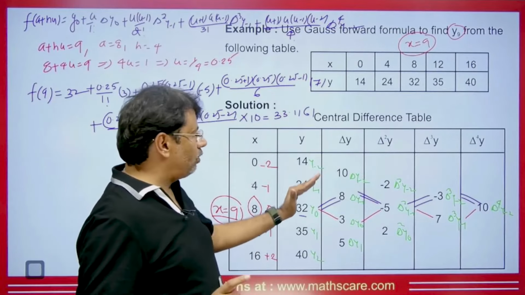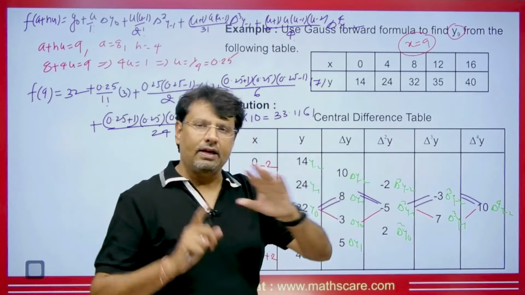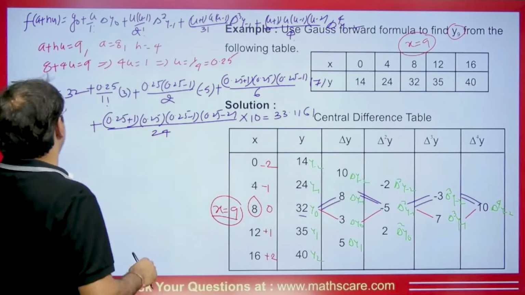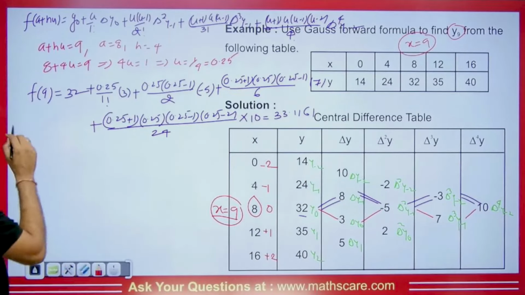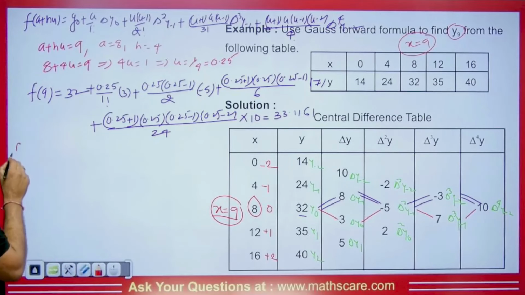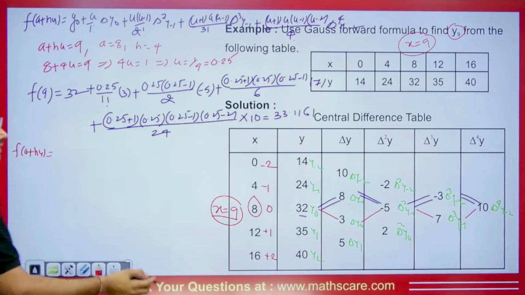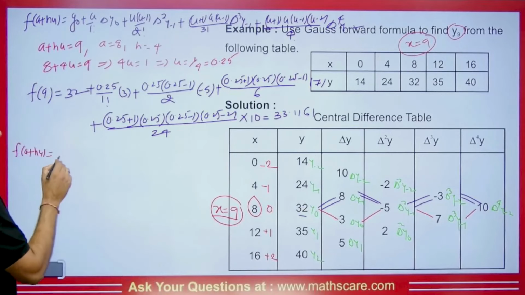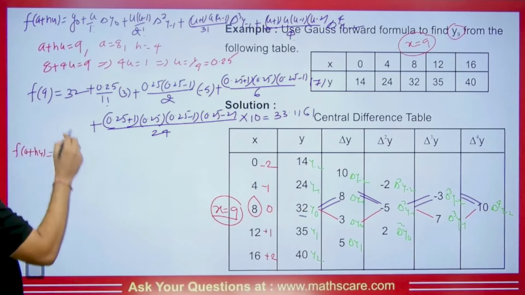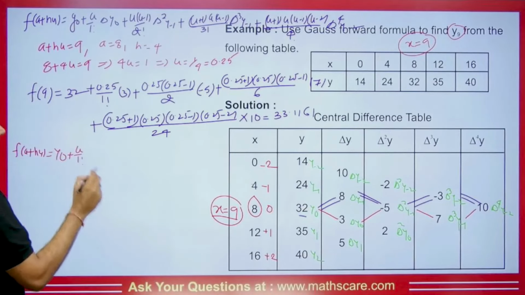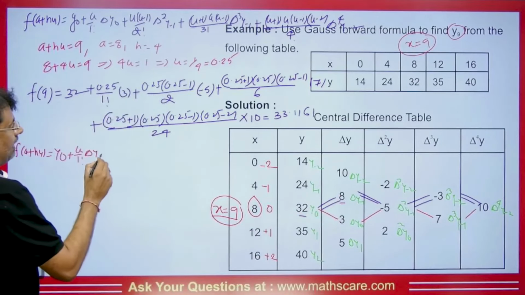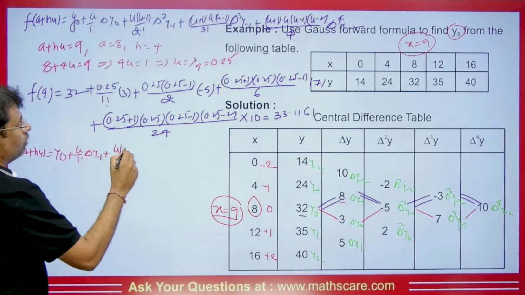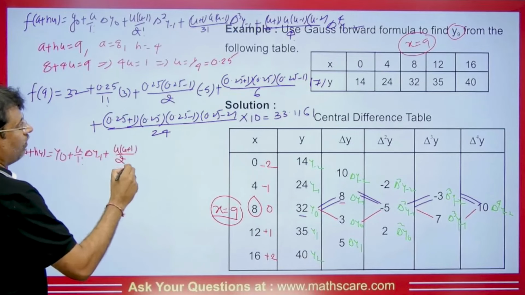When you are asked the Gauss backward method, then you have to use the double line like this here. Can you see it? So first I will tell you the formula used here. Pay attention here. The formula starts like this. f(a plus hu) is equal to, what will come here? y0, right? Plus u upon 1 factorial, then we will get del y minus 1. Okay? Did you get the term till here? Then we will get u into u plus 1 upon 2 factorial. Then we get del square y minus 1.